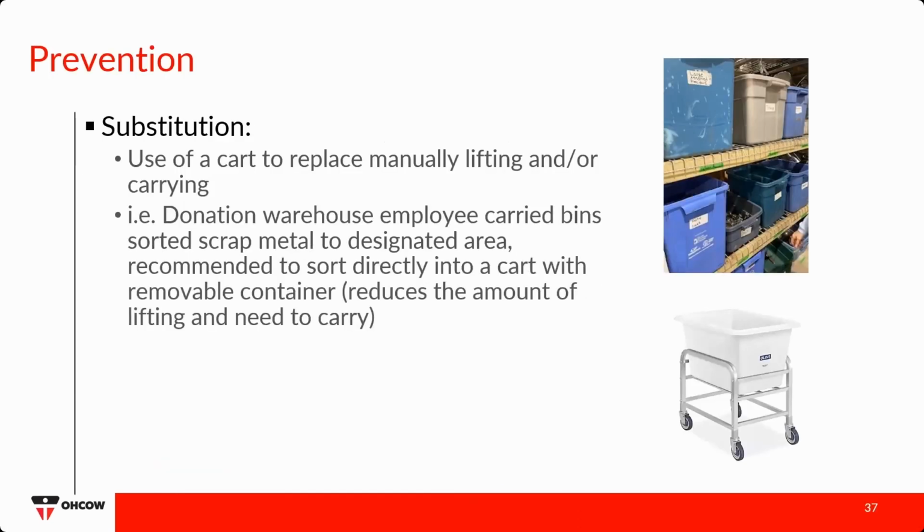The use of substitution as a control involves replacing a hazard with a lesser hazard. So, in this example, you can see the picture of bins to the right here. And this was in a donation facility. What they would do is they would be getting a lot of different metals. They would organize the metal according to bin. And based on how full they felt, they could lift, they would then remove that bin from the rack and carry it over to a shipping area.